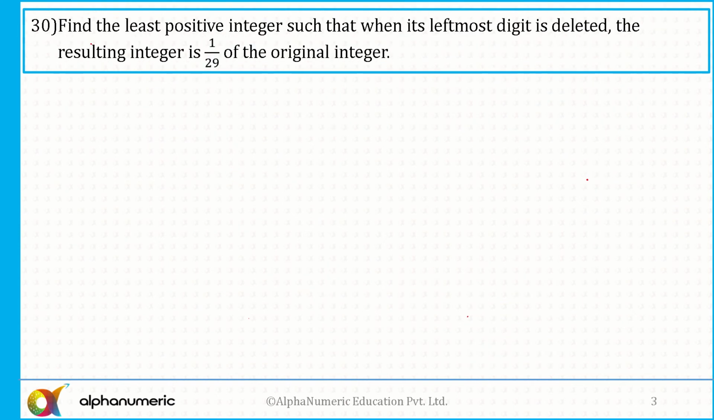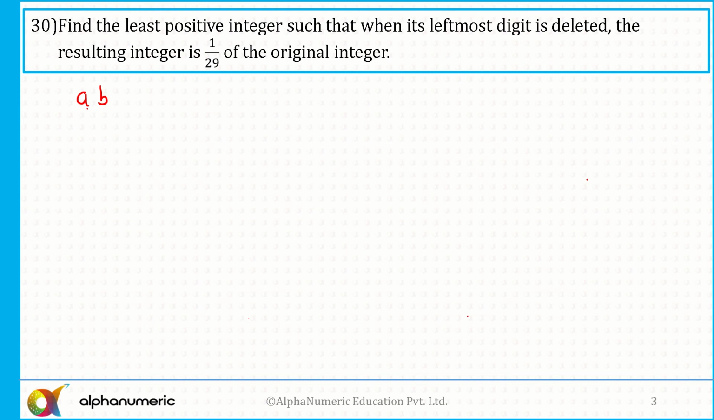Now here it says, find the least positive integer such that when its leftmost digit is deleted, the resulting integer is 1/29 of the original integer. Since I need to find the least, let's start with a 2-digit number. A single-digit number is not possible here, because if I remove one digit, there will be no number left. So let's start with a 2-digit number, AB.